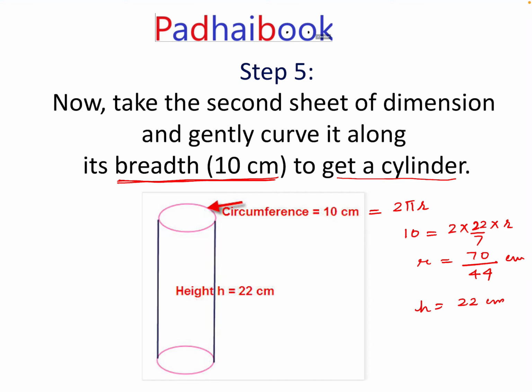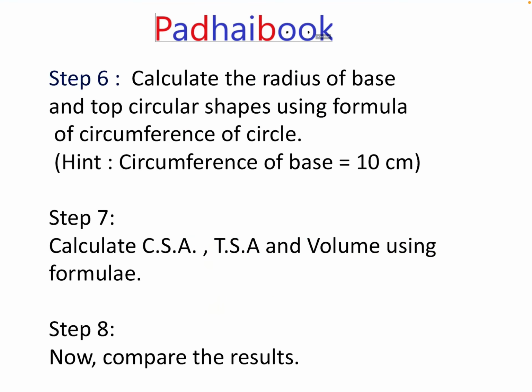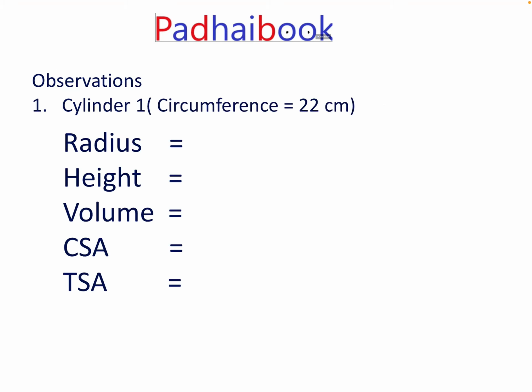Now after finding the radius and the height, we are again going to calculate the total surface area, curved surface area and the volume using the formulas, and in the end we are going to compare the two results. Now we'll write here, for the first cylinder it was 7 by 2 centimeter and the height was 10 centimeter. So we will find the volume, that is pi r square h, curved surface area 2 pi r h, and the total surface area is 2 pi r h plus 2 pi r square.